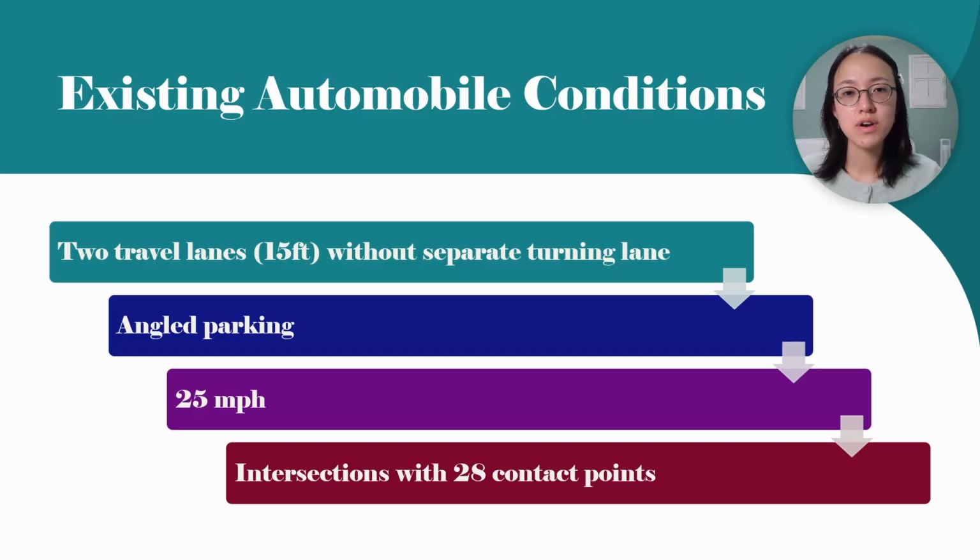Currently, the automobile users are traveling on 2 lanes without a separate turning lane, must park at an angle in certain segments of the road, are driving at a speed limit of 25 miles per hour, and with no roundabouts, the intersections have 28 contact points.